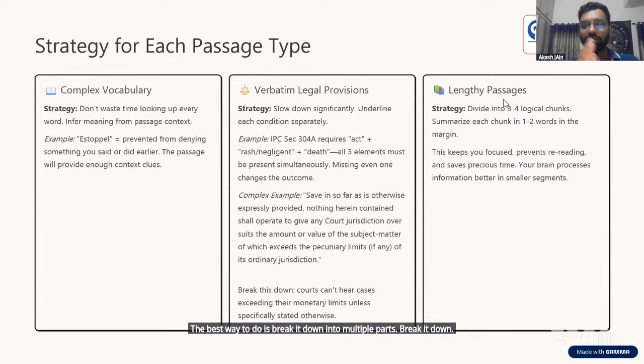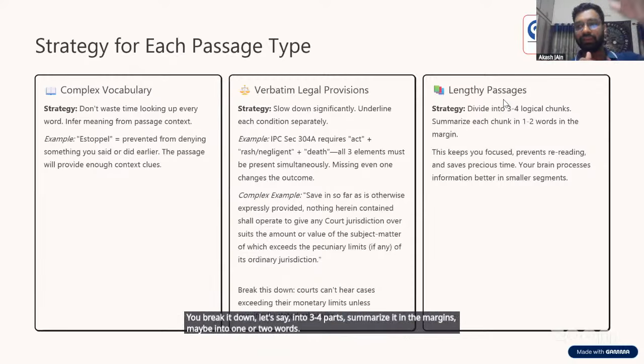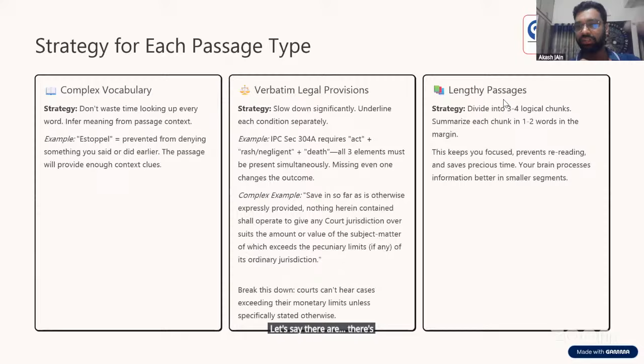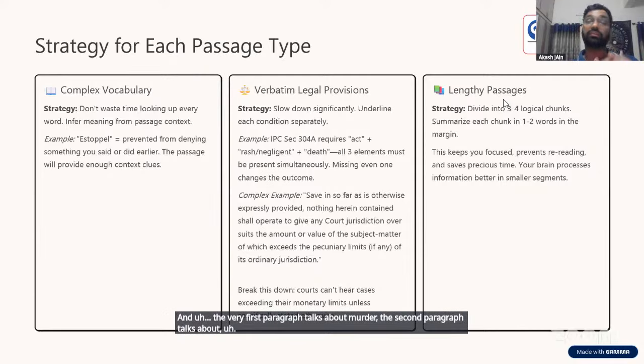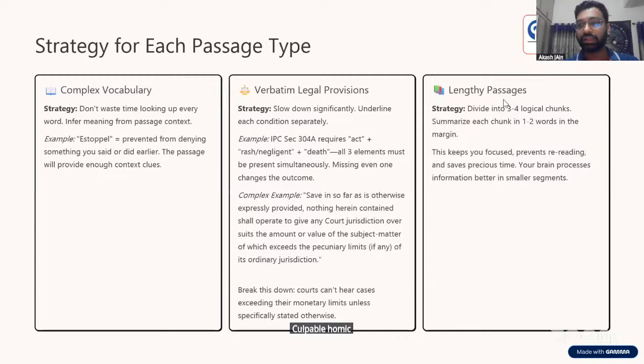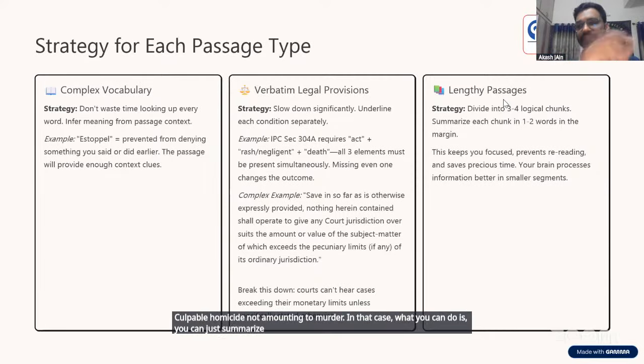You break it down, let's say, into 3-4 parts, summarize it in the margins, maybe into one or two words. Let's say there's a 500 words passage, and the very first paragraph talks about murder. The second paragraph talks about culpable homicide not amounting to murder. In that case, what you can do is summarize that paragraph in 1 or 2 words just on the margins.